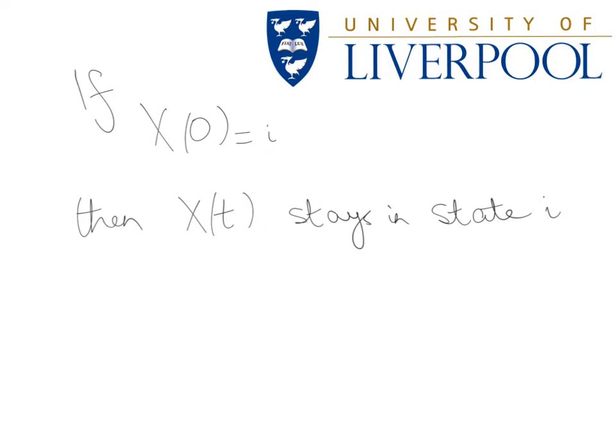If X0 equals i, then Xt stays in state i for a random amount of time. Let's call it t1, where t1 is a continuous random variable. At time t1, the process jumps to a new state, let's call it j, and it will spend a random amount of time, t2, in this state j. Again, it is a continuous random variable, and so on and so forth. These continuous random variables, which we have called t1, t2, t3, and so on, follow an exponential distribution.